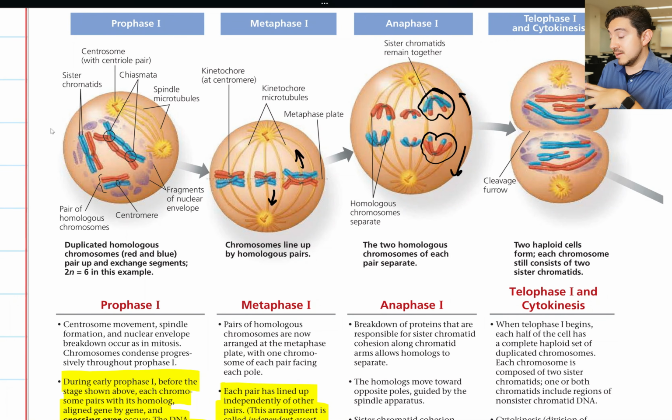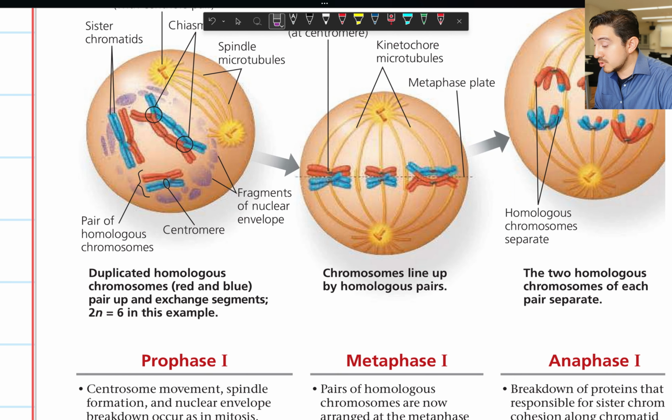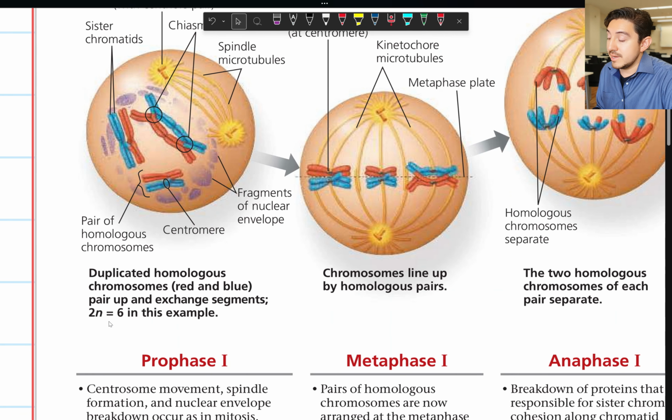So the example that I'm showing you is a cell that is 2n equals 6. So you have a total of 6 chromosomes. So let's count them. 1, 2, 3, 4, 5, and 6. Remember, this is one big one and this is another big one. So there are 6 chromosomes, 3 homologous pairs. All right, so this is one pair, 2 pair, and this big thing is another pair.